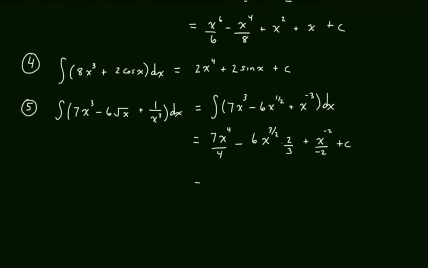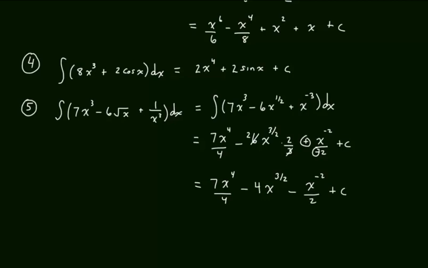Let's clean this up a little bit. 7x to the power of 4 over 4. Well, 3 goes into 6 twice, so that's going to give me minus 4x to the 3/2 power. And then I have plus negative, so I'll say minus x to the negative 2 over 2 plus c.